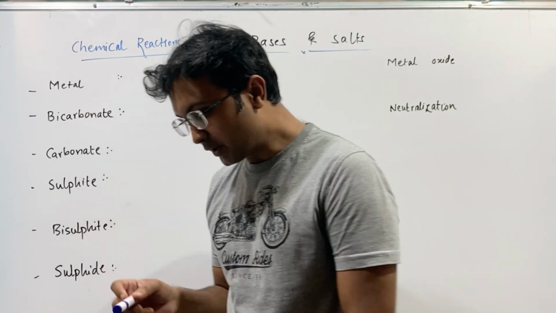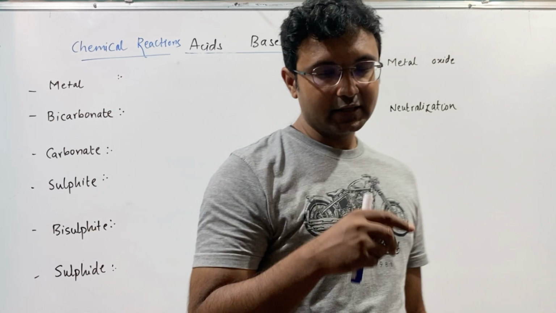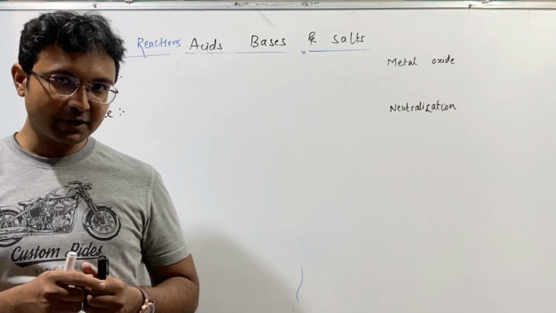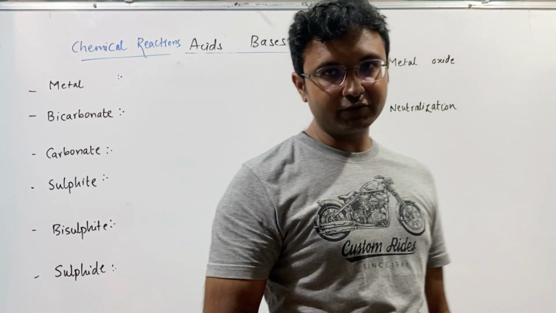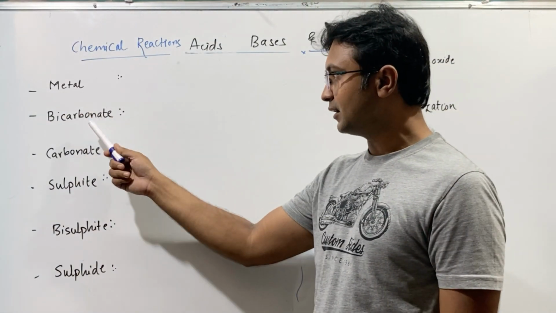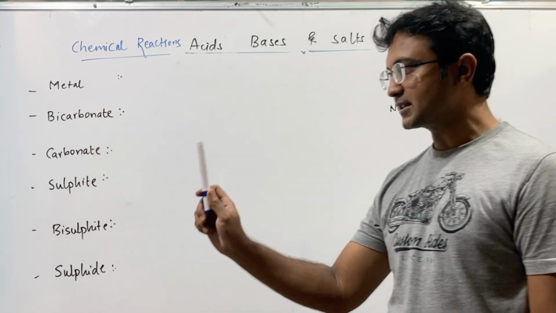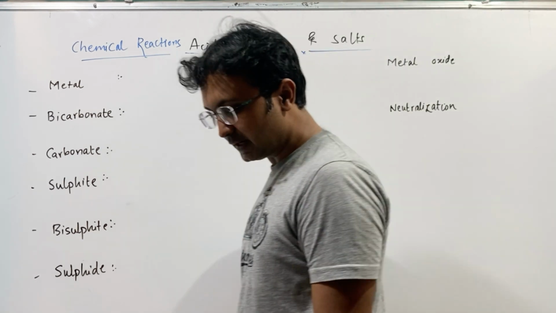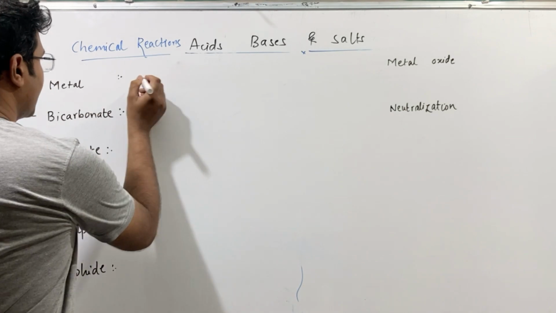Alright students, now let's go ahead and see the chemical characteristics of an acid. In the last video we saw the physical characteristics of acid and base. Now let's see the chemical characteristics. For that we have to react the acid with different components. First we'll react with metal, then with bicarbonates, then with carbonates, then with sulfite, bisulfite, metal oxide, and then the neutralization reaction. So let's start and go ahead quickly.